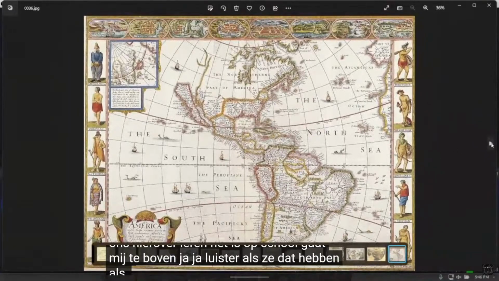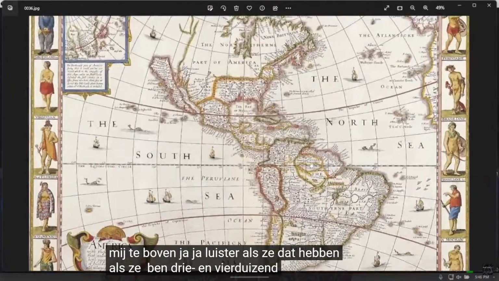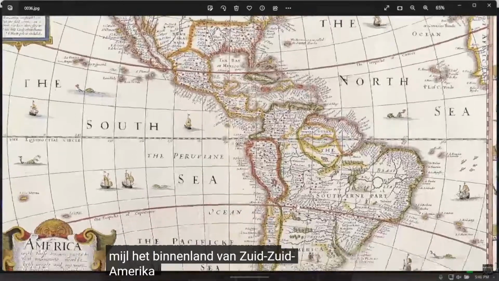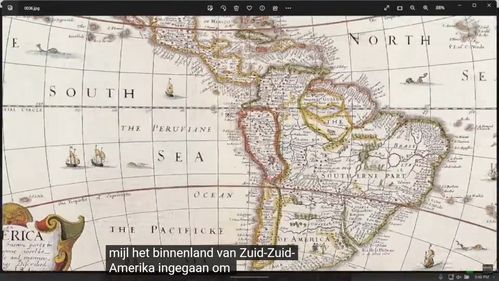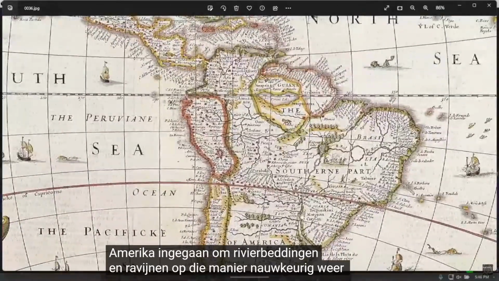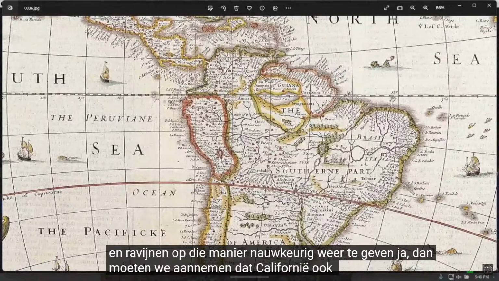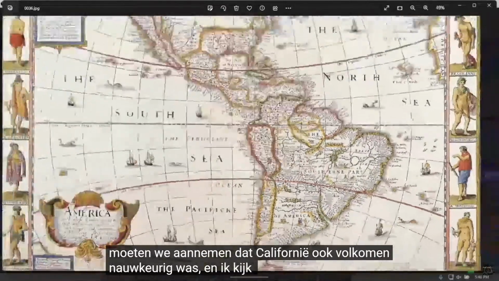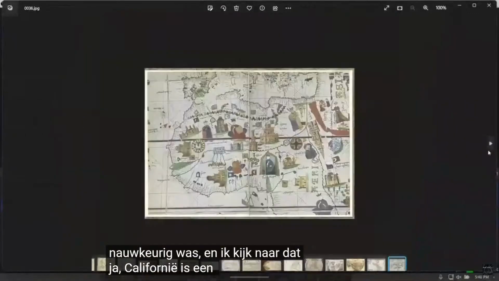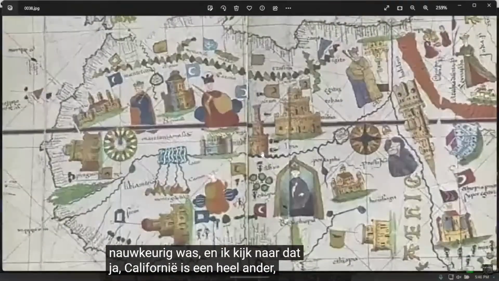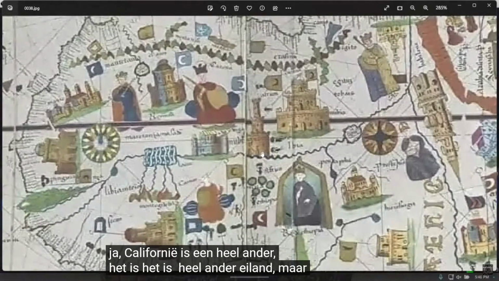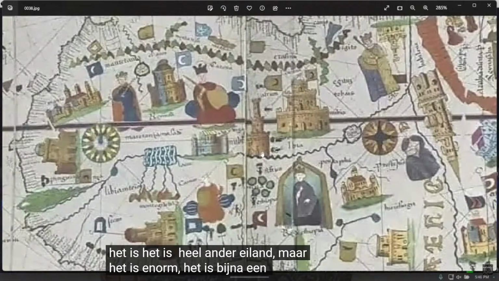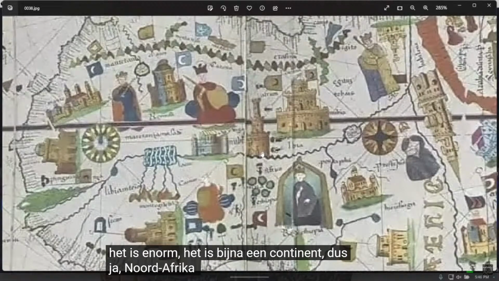Listen, if they've gone 3,000 and 4,000 miles into the interior of South America to accurately depict the riverbeds and canyons that way, then we have to assume that California was totally accurate as well. Well, I do. Look at that. It's an entirely different island, man, but it's huge. It's almost continent size.